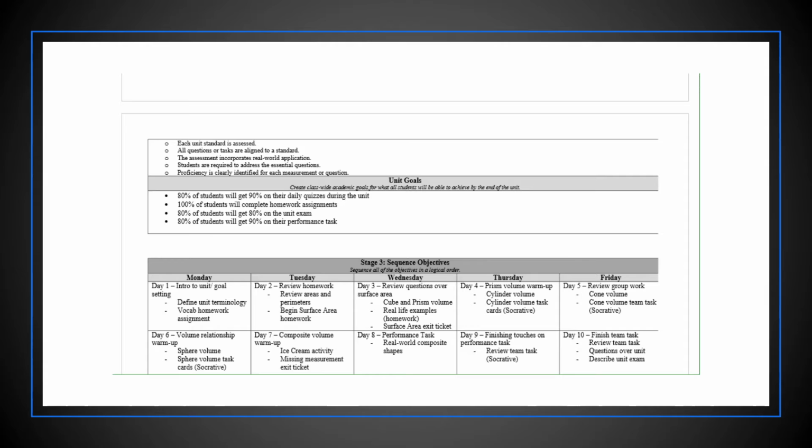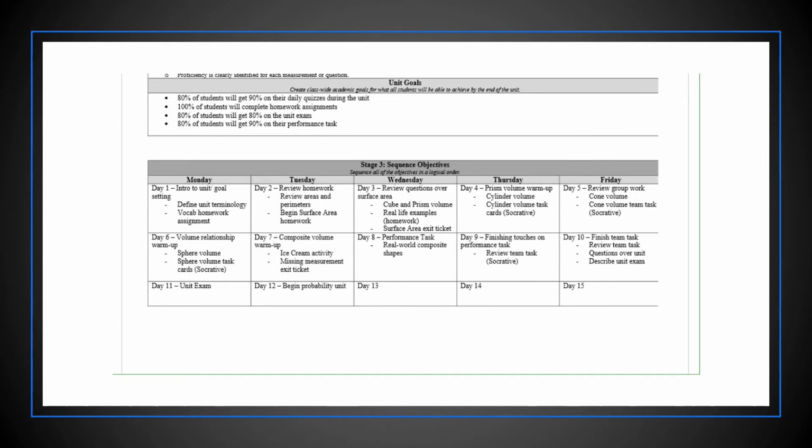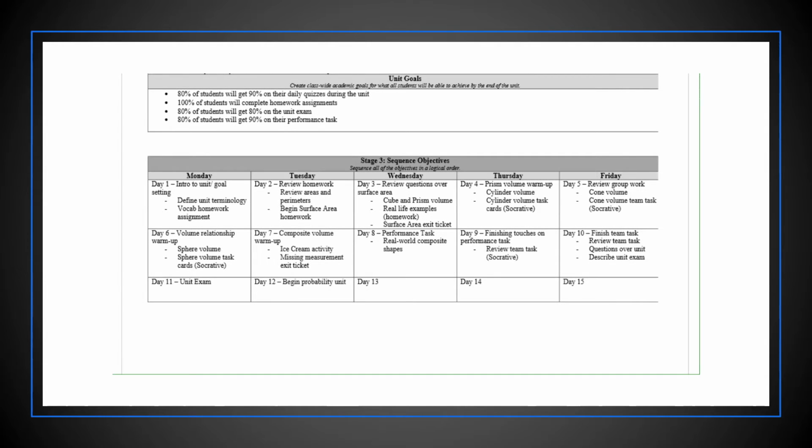Our proficiency is right here in our unit goals. 80% of students will get 90% on their daily quizzes. 100% of students will complete homework assignments. 80% of students will get 80% on the unit exam. And 80% of students will get 90% on their performance task. If we can achieve those unit goals, hopefully I have done my job.